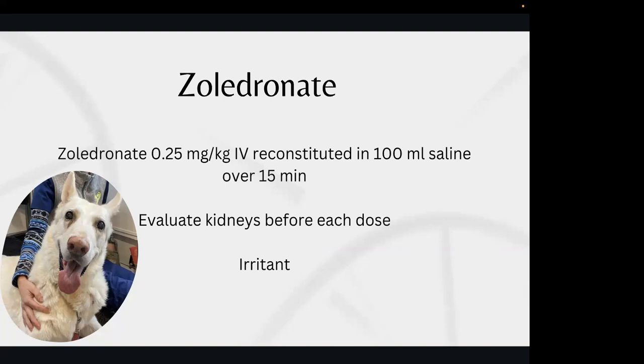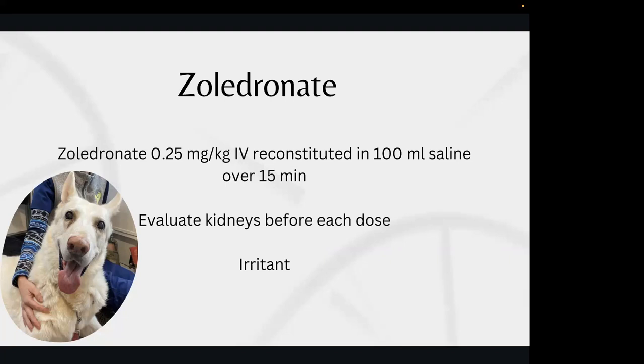Zoledronate can be given once every 2 weeks. Sometimes you only need to give it once every 6 weeks. So both for bone pain and hypercalcemia, you give the dose and then you monitor the patient. For hypercalcemia, you might not see its maximum effects for a full 2 weeks. So if you check a calcium level 2 days later, it might still be the same. Don't give up on it.